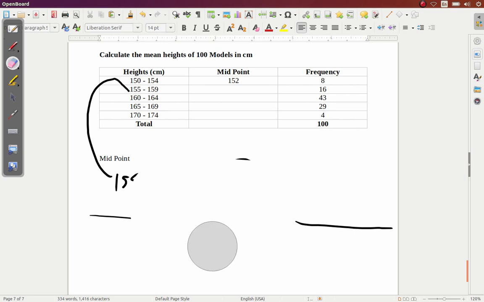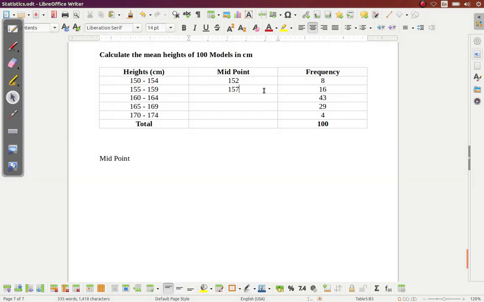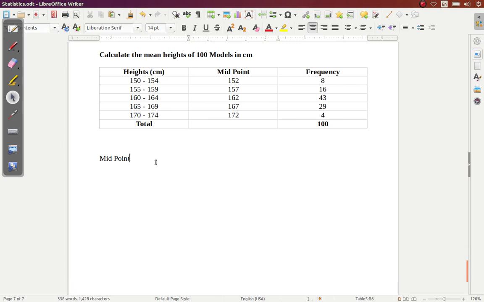Let me erase these. So we're going to use 157 as a midpoint. Now if you continue, you will get 162 and then 167, then 172. Those are the midpoints. So we use the midpoint to do the calculation.